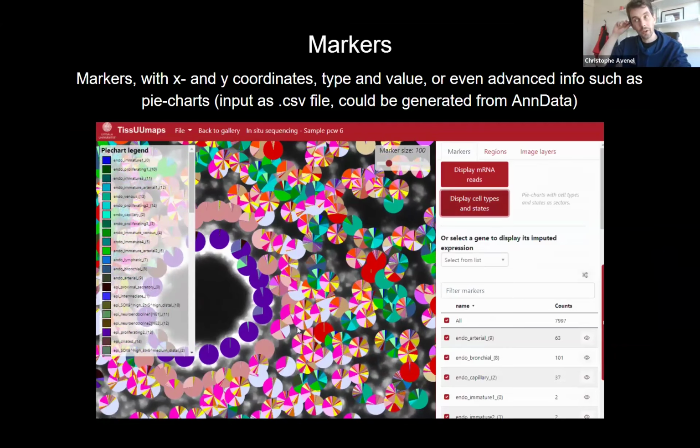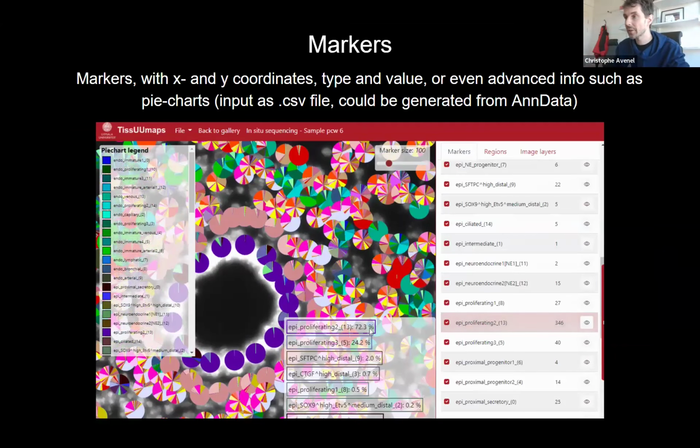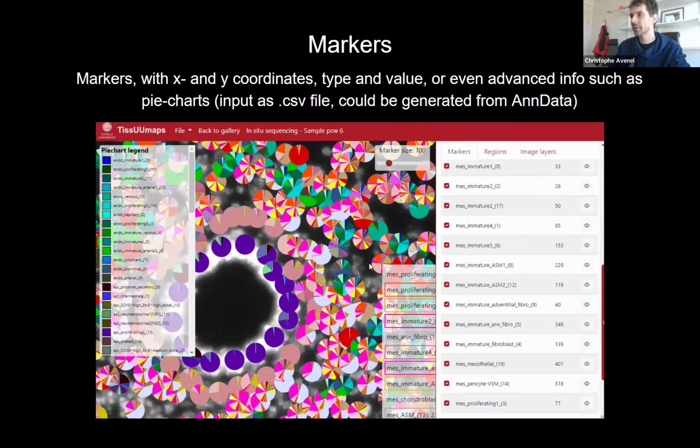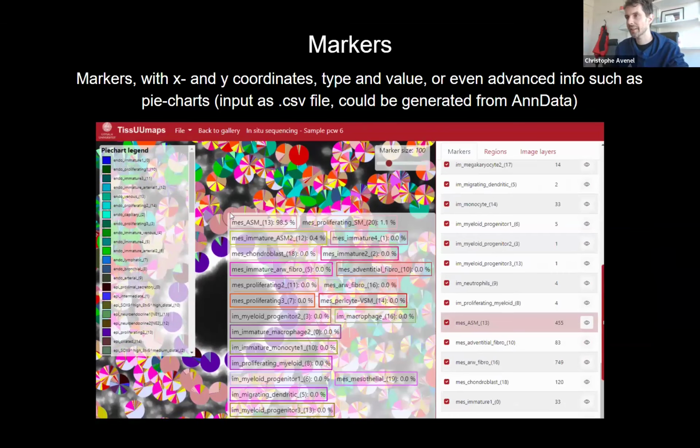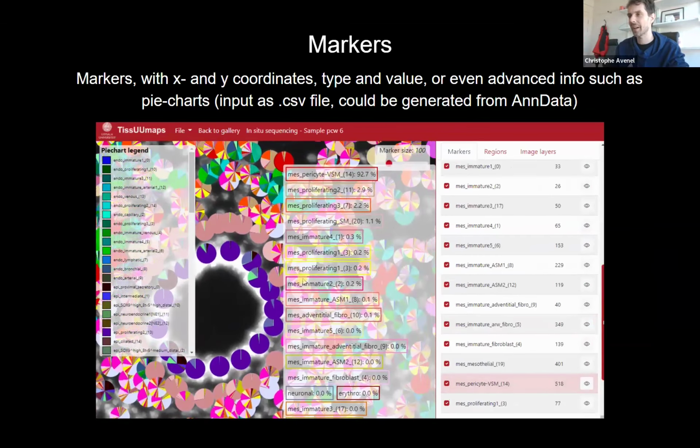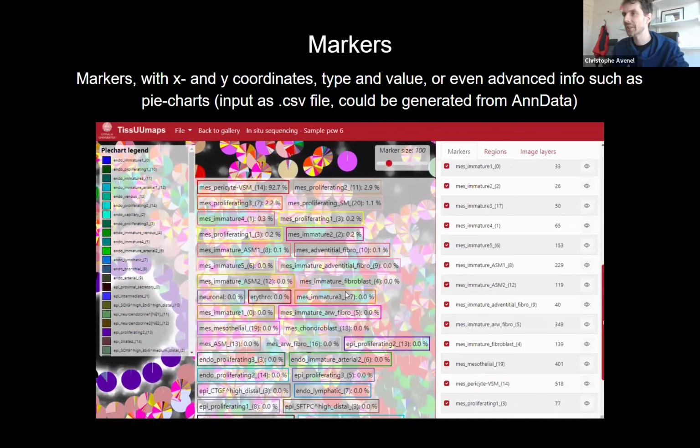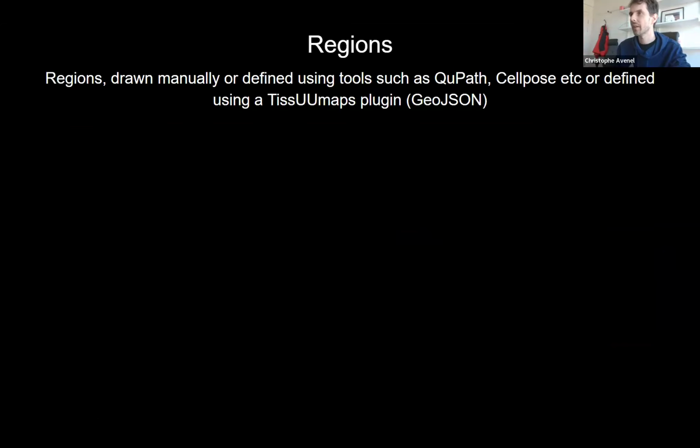You can also display your markers in different ways. For example, here we display pie charts instead of just the simple markers. Then you can see cell types or anything like that. This is very difficult to read here because we have many cell types, but you can have simpler pie charts and a lot of information in one slide.